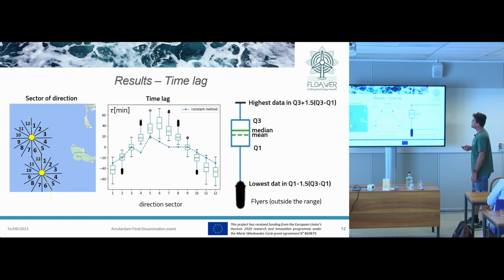Now, if I put on it the time lag that I found with the constant method, we can see that globally the trend is a bit the same, but they are not overlapping. And we can see globally that the time lag that I found with the constant method, in absolute value, is less than the one I computed myself with the first method.